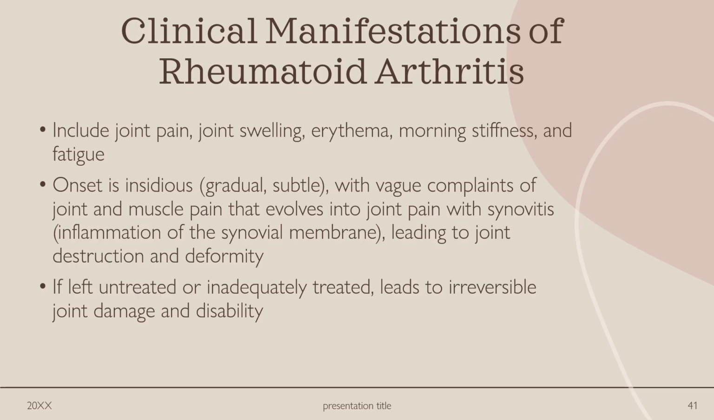Onset will be insidious. Insidious meaning gradual or subtle, with vague complaints of joint and muscle pain that will evolve into joint pain with synovitis. Synovitis meaning inflammation of the synovial membrane. The synovial membrane is going to be angry, and this will lead to joint destruction and deformity. If left untreated or not treated well, this will lead to irreversible joint damage and then disability.